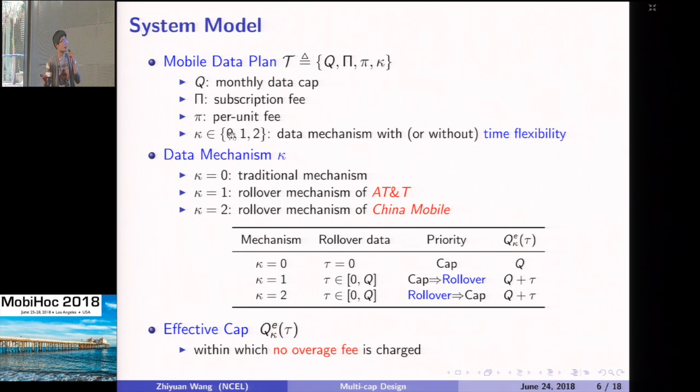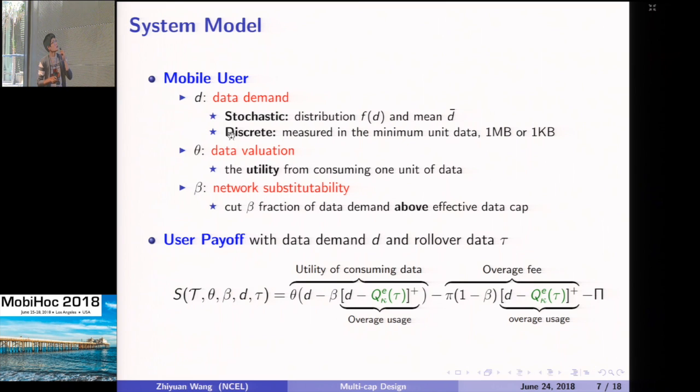As for mobile users, we characterize each user by 3 parameters. D is the monthly data demand, which is stochastic with a distribution F of D, and is also discrete, measured in minimum data unit, 1 kilobyte or 1 megabyte. Theta is the user's data valuation for consuming a unit of data. Moreover, we also want to capture users' behavior change after exceeding the effective cap, since it incurs additional payment for this user. Mathematically speaking, we model this by cutting a beta fraction of data demand above the effective data cap. And we refer to this parameter as the user's network substitutability.